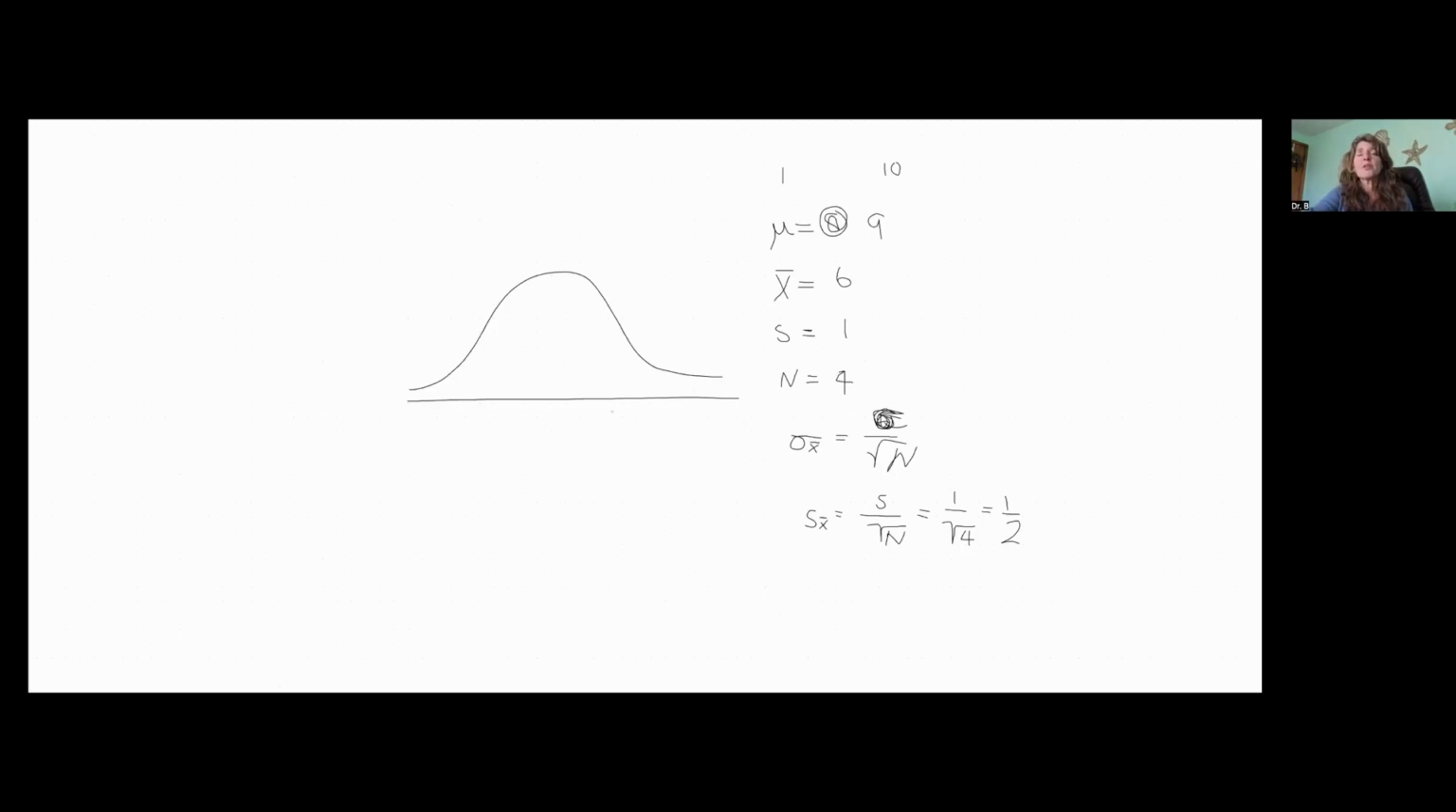So here we have our sampling distribution of the means, right? But this one's going to be a little bit different because it's not the standard normal distribution, because we don't have this. We can't draw it out. Instead, this is called a T distribution, right? This is a T distribution.